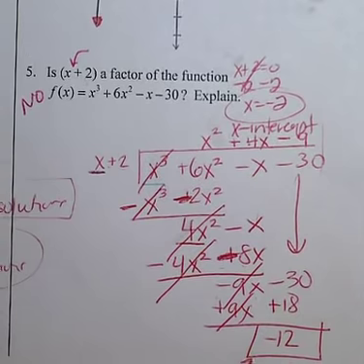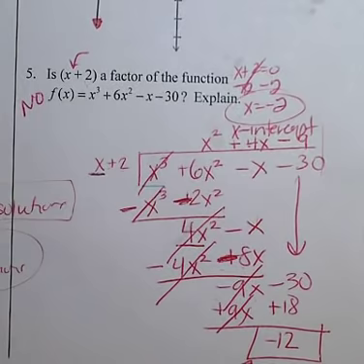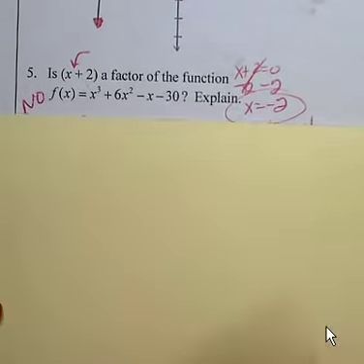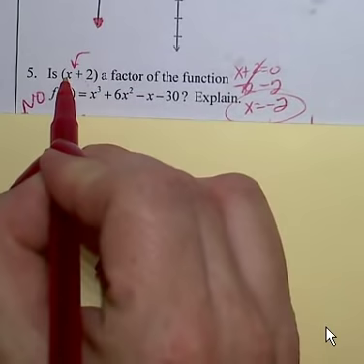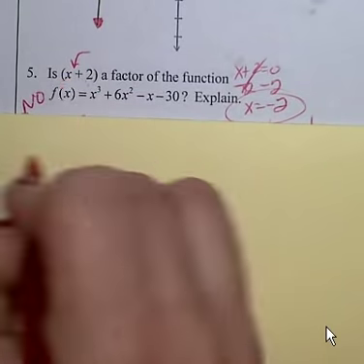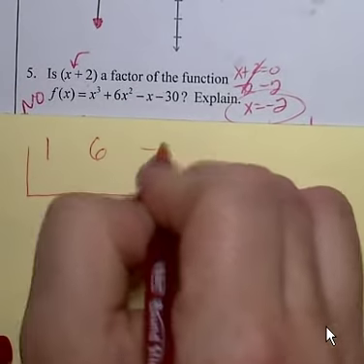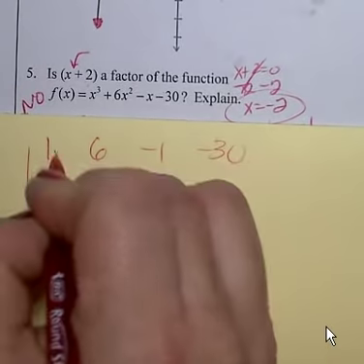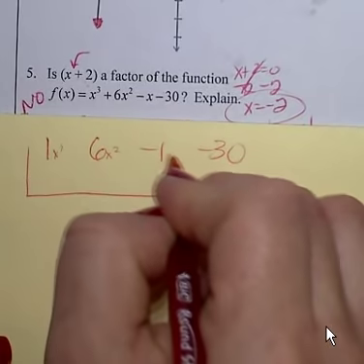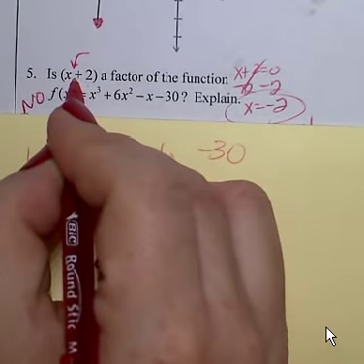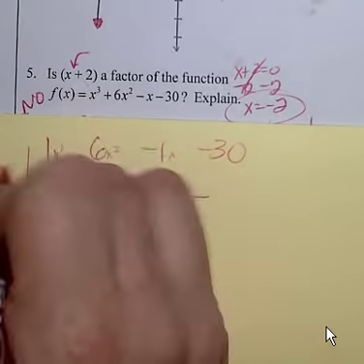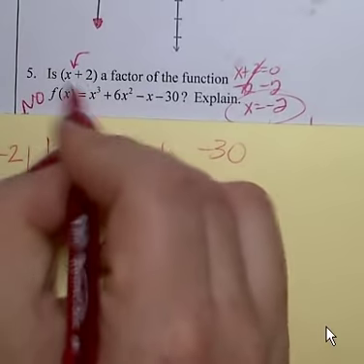Okay, I do want to show you one alternative way to do that. So if you have room, find room somewhere. It's not going to take up a lot of space. Because this number is degree 1 and the leading coefficient is 1, I get to do a shorter way. 1, 6, negative 1, negative 30. X cubed, x squared, x, and a constant. Okay, watching the video, you learned that I would put a negative 2 out front. You set this equal to 0 and solve.